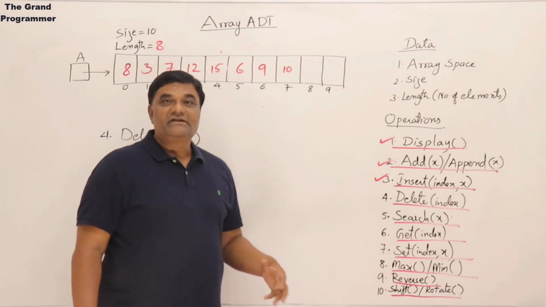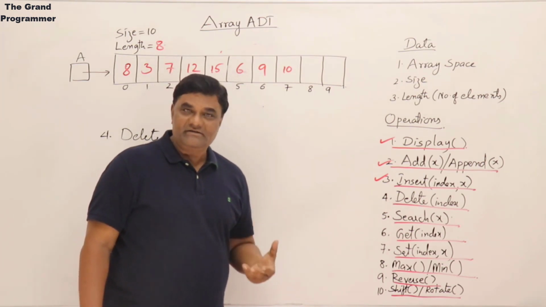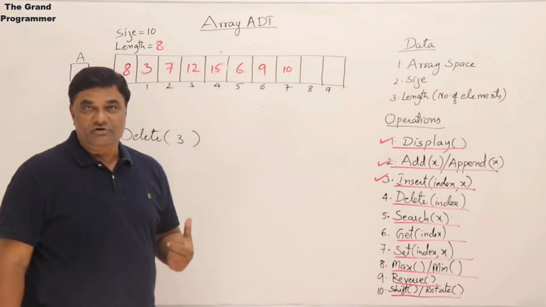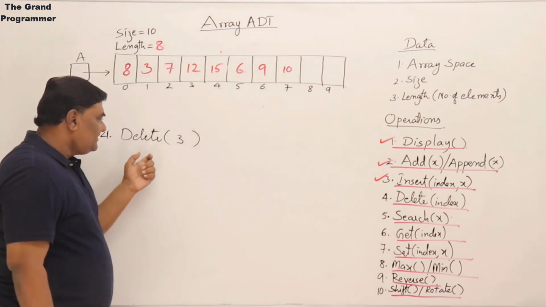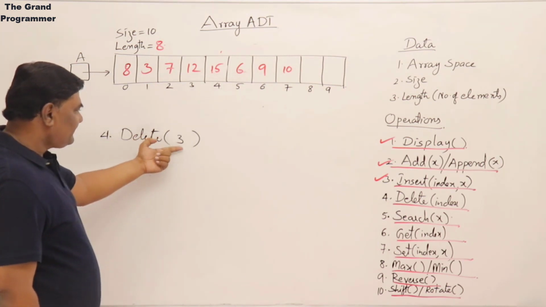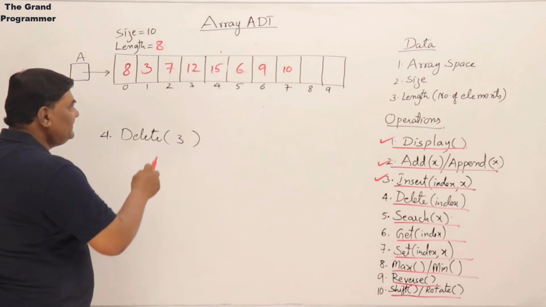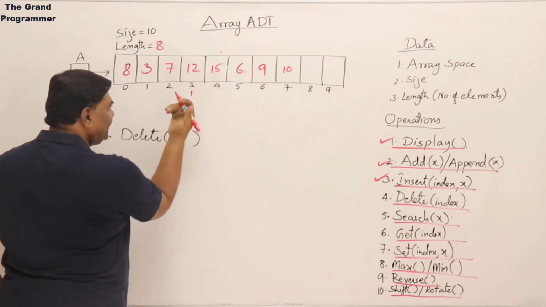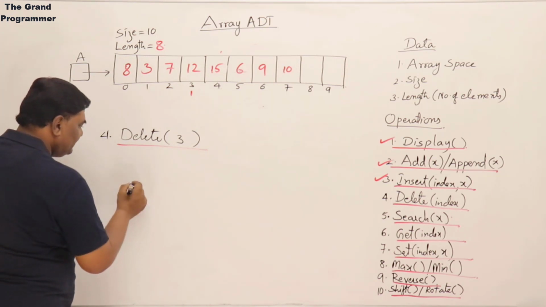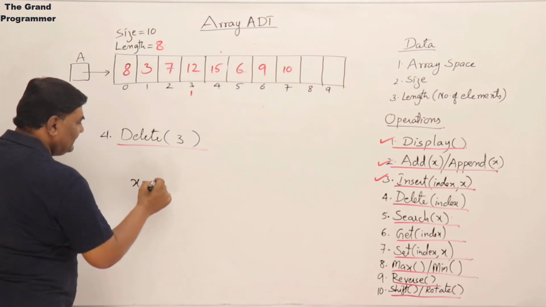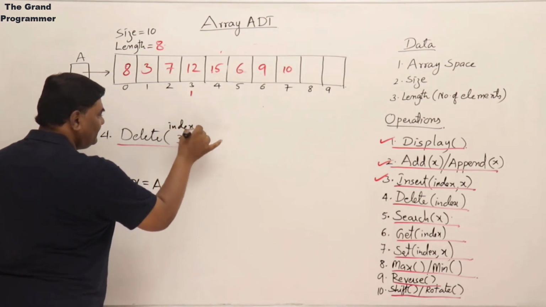Delete operation is removing an element from a given index. Obviously, when we want to delete something, we should mention which element we want to delete. So we can mention the index. As an example, I have taken delete element 3 at index 3. So this element I want to delete. For deleting this element, first of all, you take out the element from there. So taking out an element, I can take out x assign A of this index, whatever the index is given.